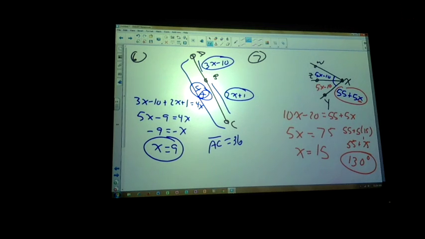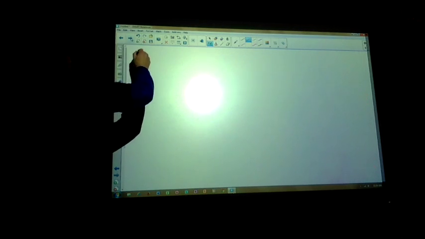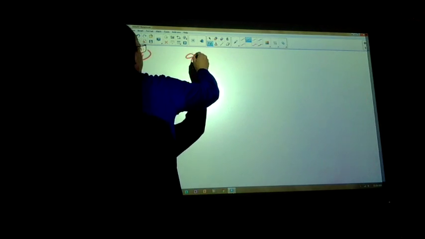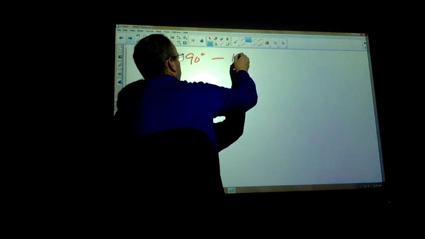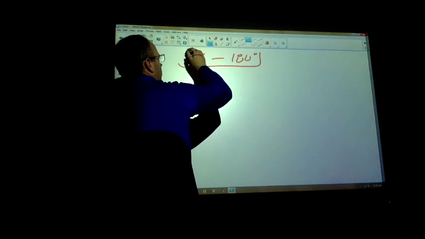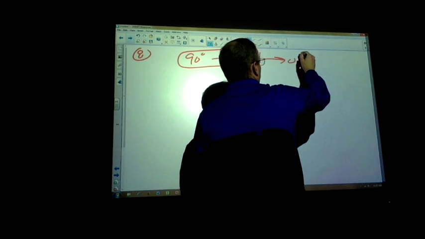Okay, number 8. Angle A is obtuse. If angle A is x plus 20, then find the limits of x. A lot of people struggled with this last time, right? Okay, so if it's obtuse, what can you tell me about an obtuse angle? Yeah, so it's going to fall between 90 and 180 degrees. Still with me? Yep. So this is our obtuse.